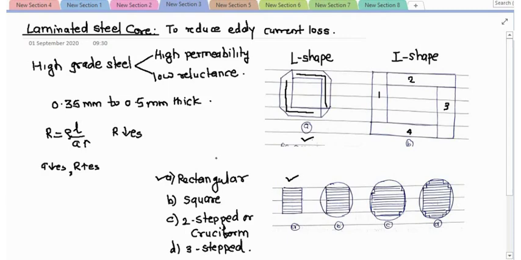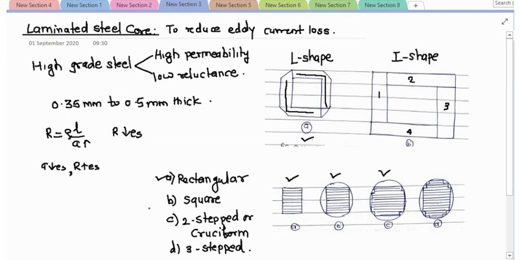More the number of the steps we are increasing, more circular is the cross section of the limb, and lesser is the copper required for the coil wound over it. So figure A shows the rectangular core, figure B shows the square core, figure C shows the two-step core, or it is also called as the cruciform core, and figure D shows the stepped core. We are using this stepping of the core because the circular section has smallest perimeter for the given area.